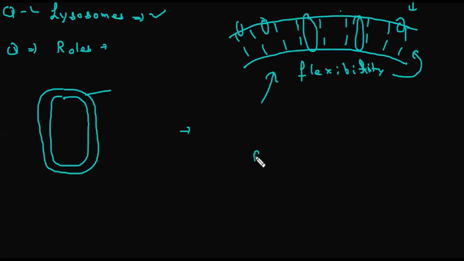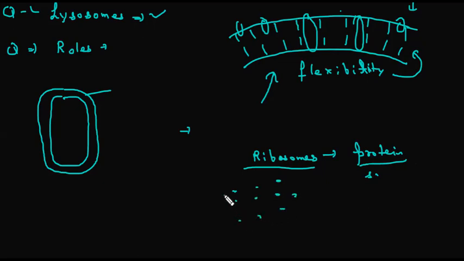Okay, and if I talk about the ribosomes, can we say that these are small structures which help in protein synthesis? This ribosome is the smallest structure, and it can attach to the endoplasmic reticulum as well. Some can be free in the cytoplasm as well. So ribosomes present in the rough endoplasmic reticulum help in protein synthesis. Remember that, very simple.